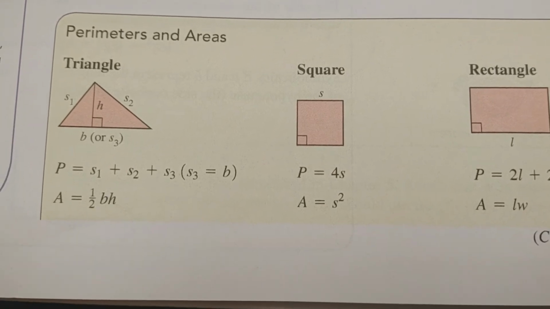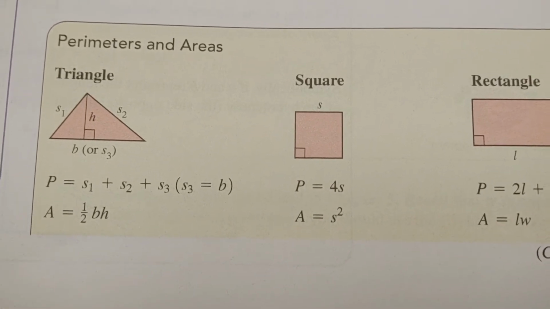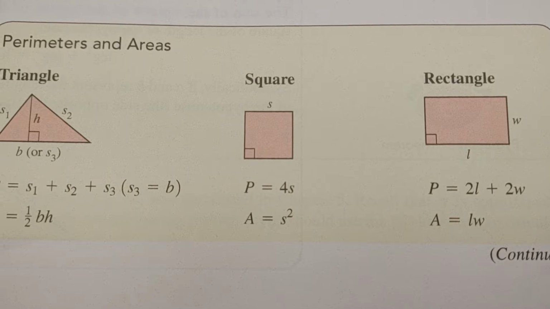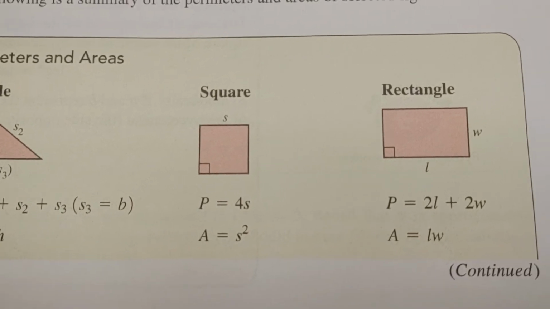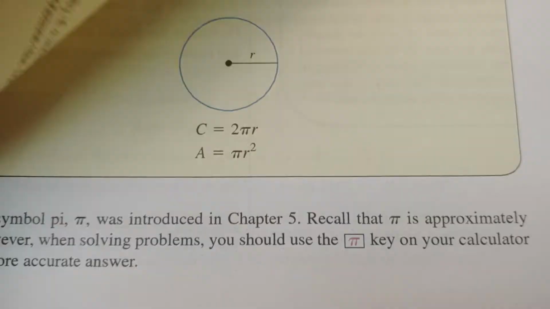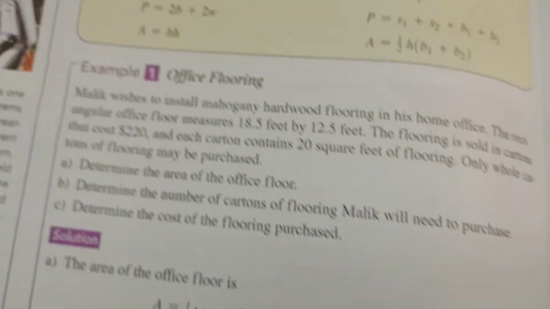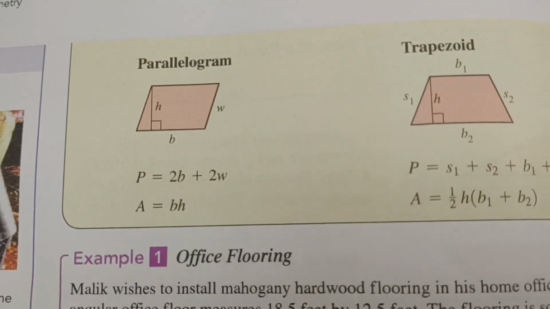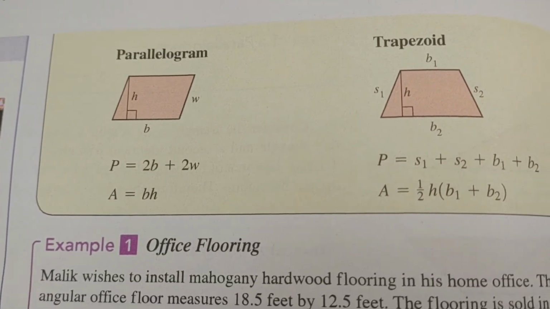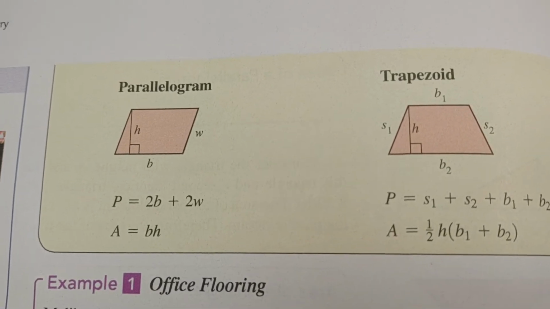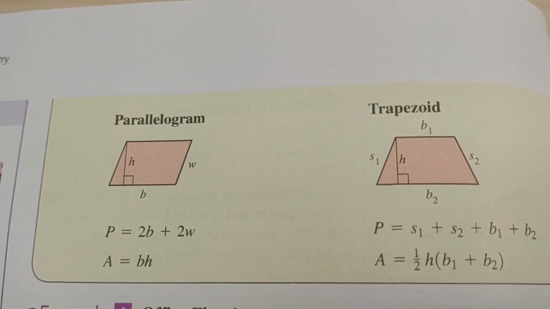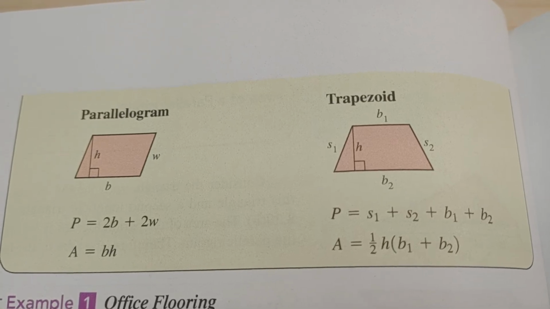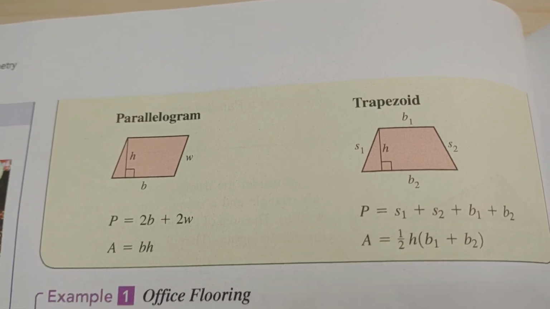There you have the area of a triangle, and the perimeter of a triangle, just adding all three sides. There you have a square, the perimeter of a square, area of a square, perimeter of a rectangle, area of a rectangle. Here, on page 470, you have the perimeter of a parallelogram, area of a parallelogram, the perimeter of a trapezoid, and area of a trapezoid.